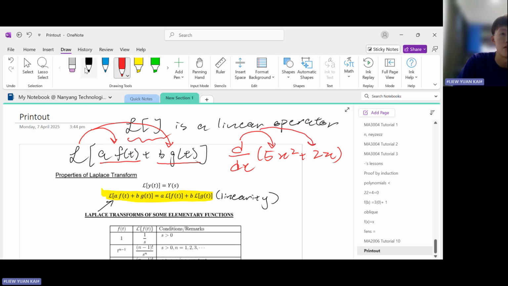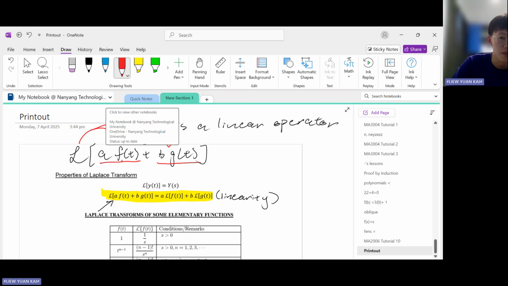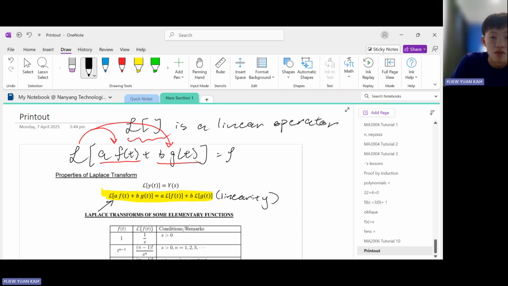So that's what I mean by linear. So you can also say differentiation is a linear operator. Likewise, Laplace transform is also a linear operator. So I can let the Laplace transform act on the first term and the second term. So what we'll get is this: Laplace transform of a f(t) plus Laplace transform of b g(t).